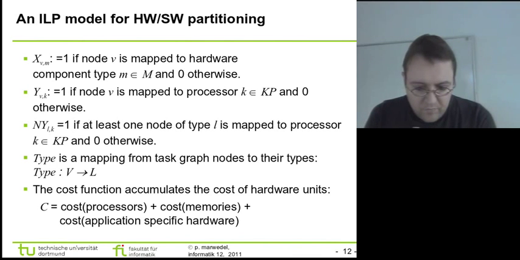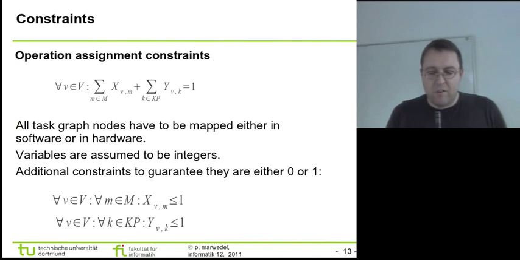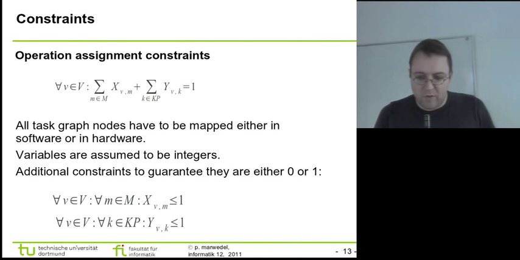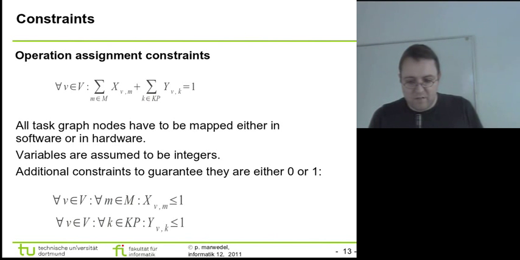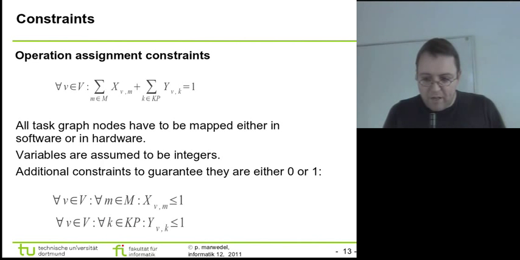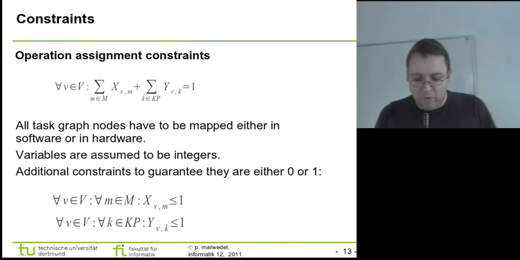Okay, das ist V. Task graph nodes. So now we have to consider a given set of constraints, and the first constraint is the operation assignment constraints. This says that for all of the nodes in the task graph, the sum over all of the hardware components of the system the task is assigned to, plus the sum over all of the processors in our system this task is assigned to, is 1.